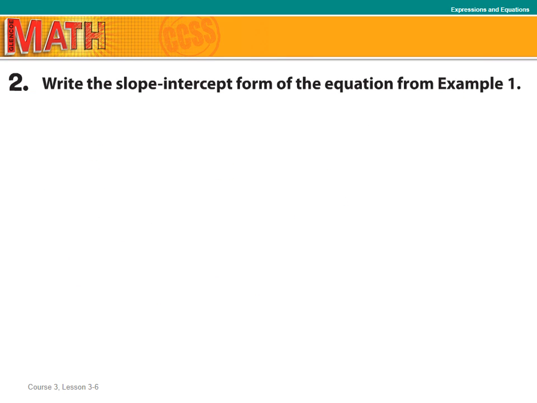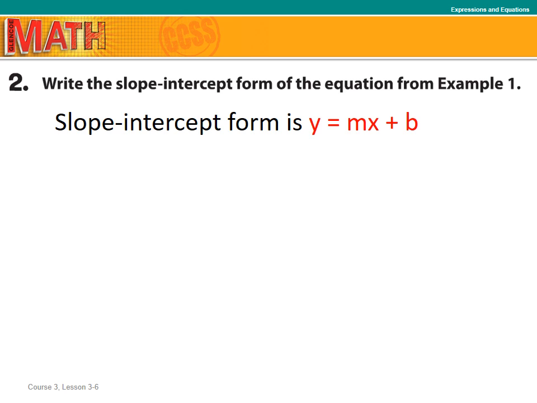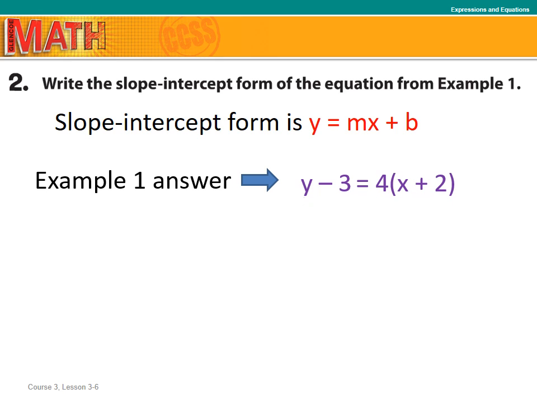Example 2. Write the slope-intercept form of the equation from example 1. As you recall from our last lesson, slope-intercept form is y is equal to mx plus b. Our example 1 answer was y minus 3 is equal to 4 times x plus 2 in parentheses. So in order to write this into slope-intercept form, we're going to first have to get rid of the parentheses. And we do that by doing the distributive property.